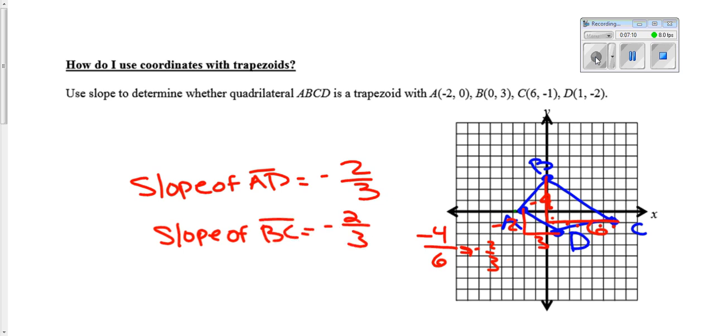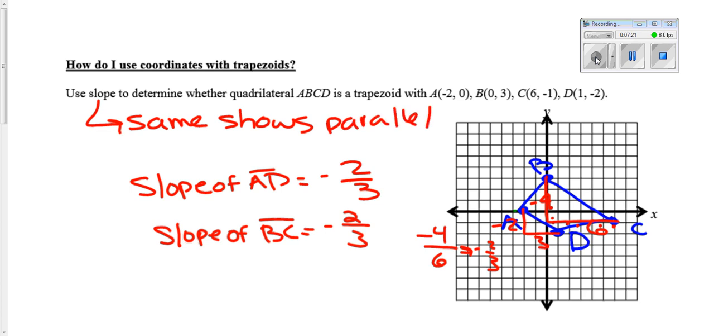All right, now in order for those two lines to be parallel, what has to be true about their slopes? They have to be the same. Are they? Yes, they are. So I can conclude that AD is indeed parallel to BC. So because of that, I can now say, therefore, ABCD is a trapezoid.